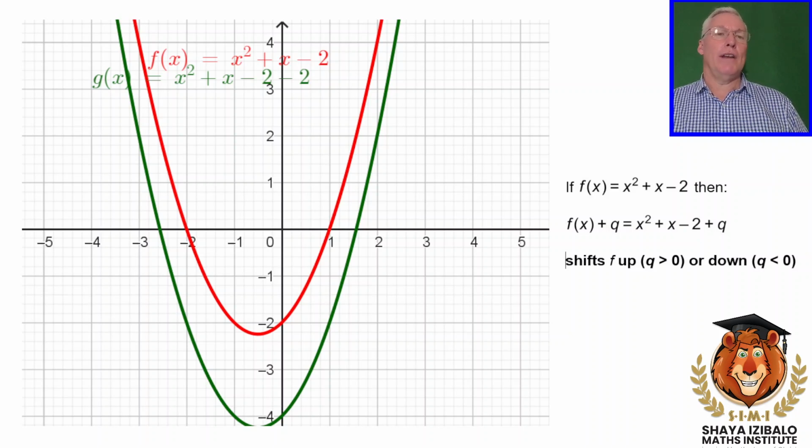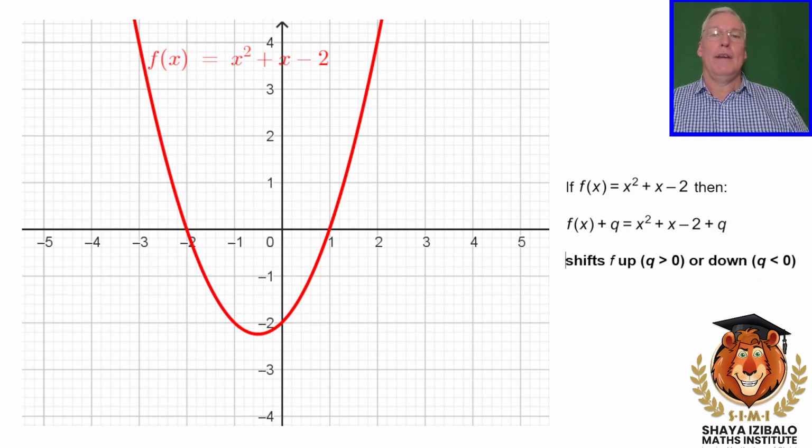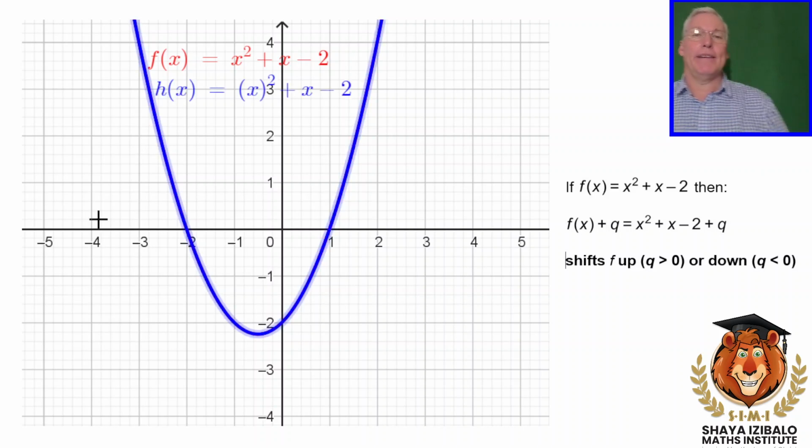Okay, so what we're going to do now, we're going to turn that function off. And what we're going to do next is actually add a value to each x, before we apply the function. Okay, so I'm going to draw another function now. At the moment, they're identical.